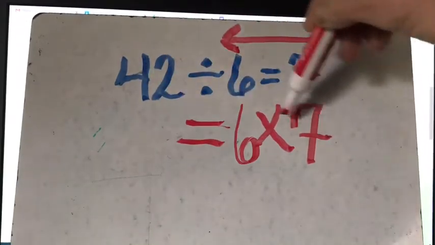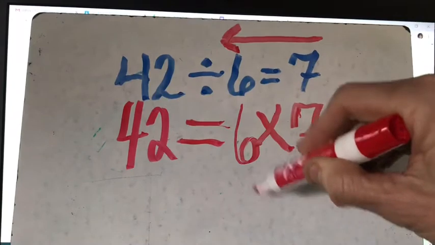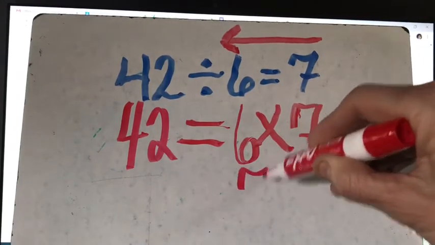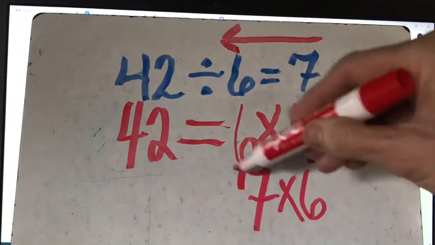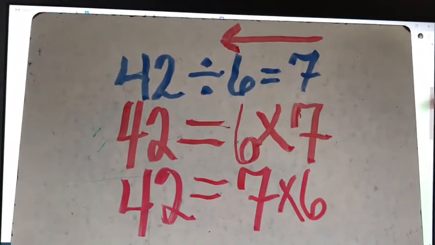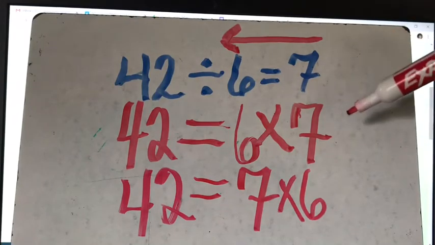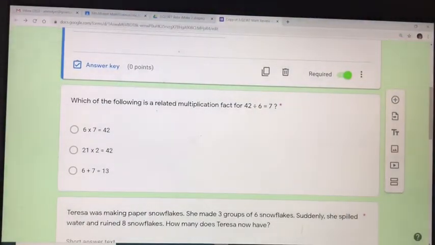And when I multiply 7 times 6, I get 42. Or I can do 7 times 6 this way, or it'd be 6 times 7 equals 42. So either of those would be a correct answer because they're using all three of the same numbers. It's a fact family, and they're looking for a multiplication problem.